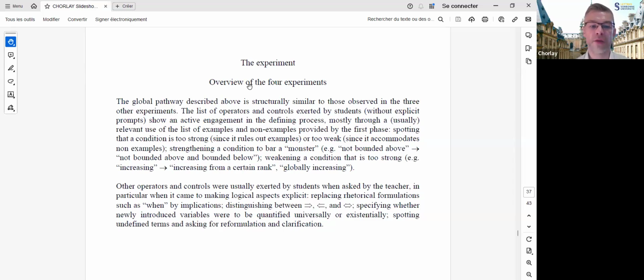On the other hand, other operators and controls were usually exerted by students when explicitly asked by the teacher, in particular when it came to making logical aspects explicit, so replacing rhetorical formulations such as when by implications, distinguishing between implications, converses, and equivalencies, specifying whether newly introduced variables were to be quantified universally or existentially, spotting undefined terms, and asking for reformulation clarification.